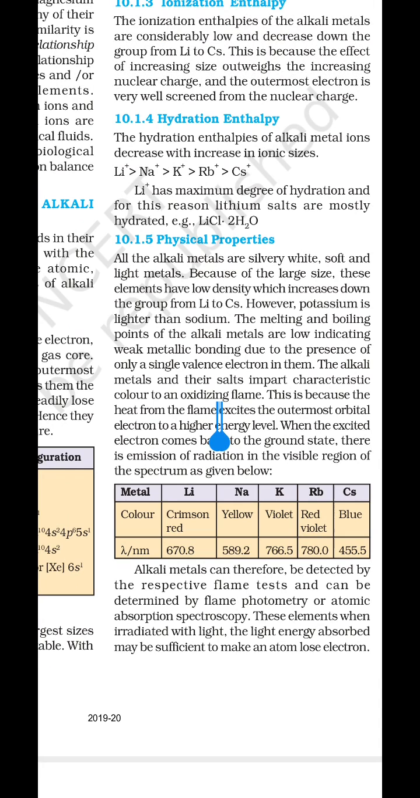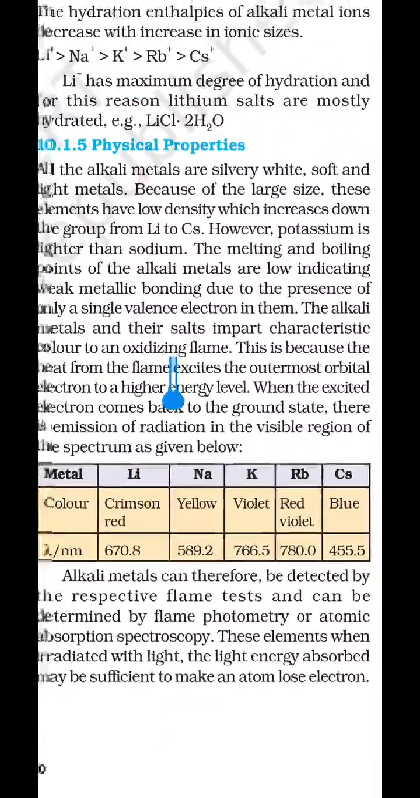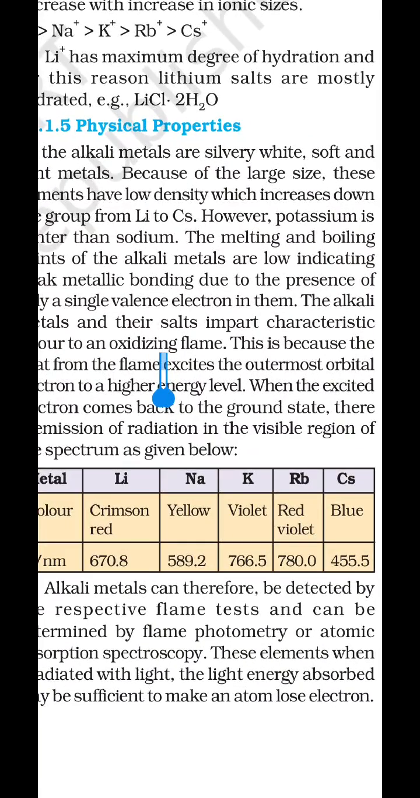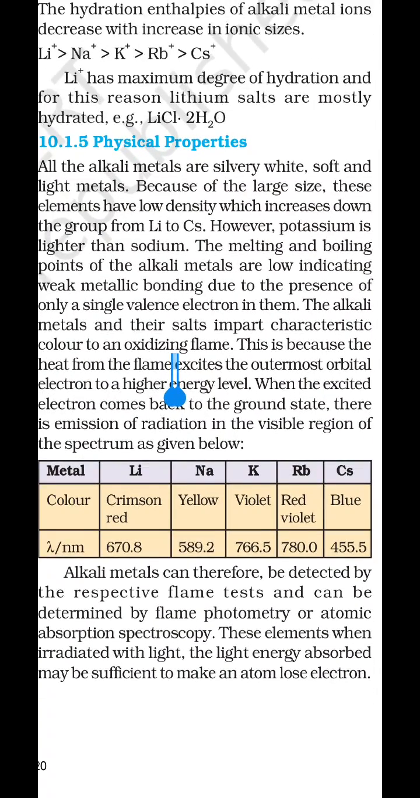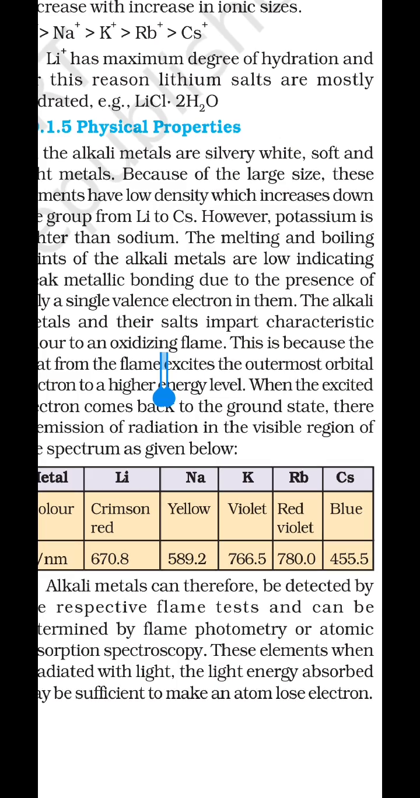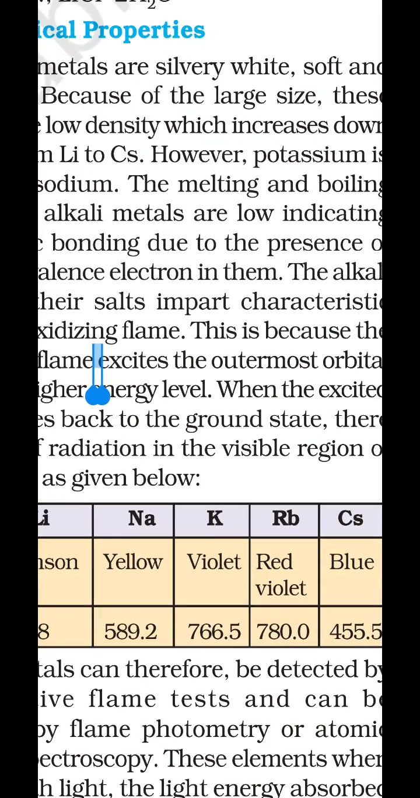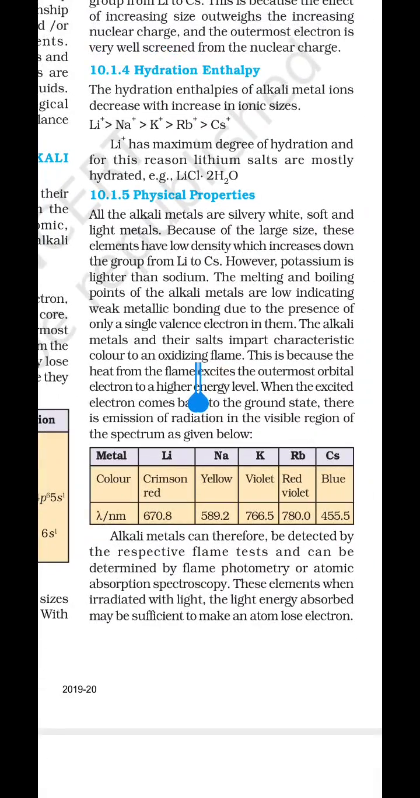The alkali metals and their salts impart a characteristic color to an oxidizing flame. This is because heat from the flame excites the outermost shell electron to a higher energy level. When the excited electrons come back to the ground state, they release energy in the form of radiation that falls in the visible region. That's why they give color. Now the question is asked in this manner: why do alkali metals give characteristic color to a flame?